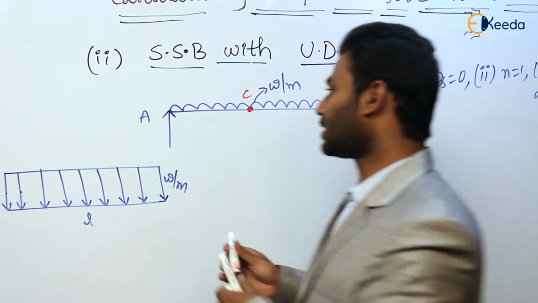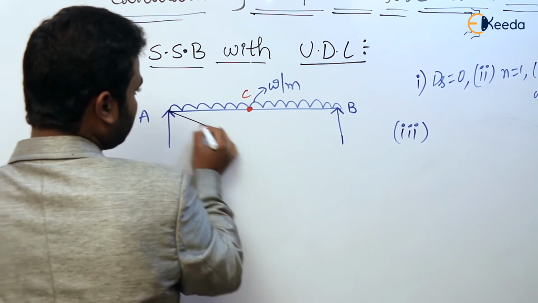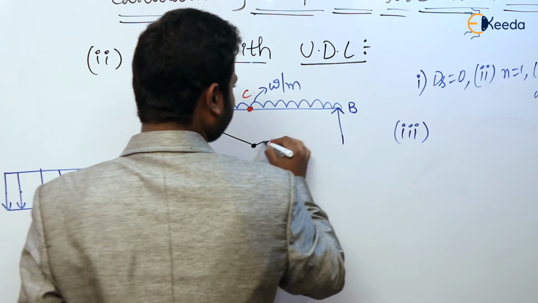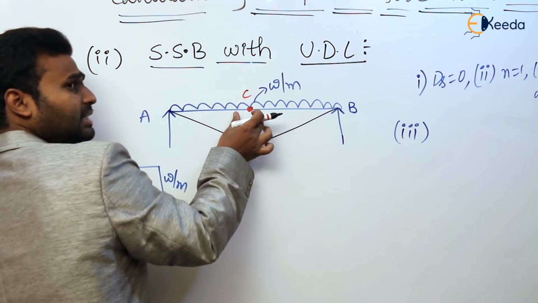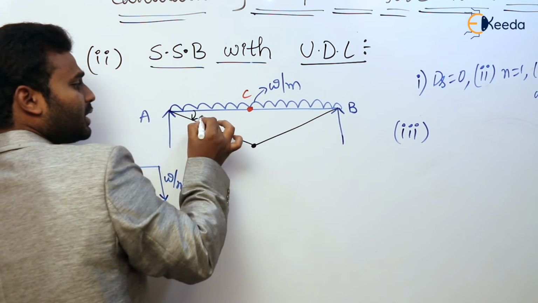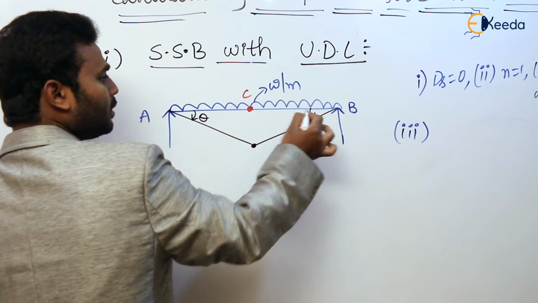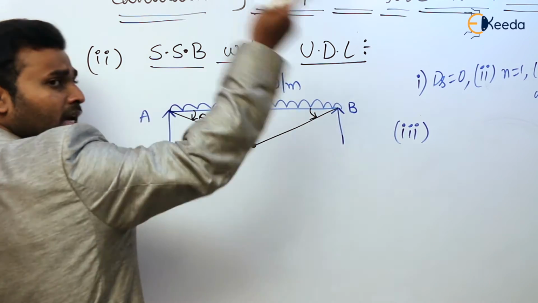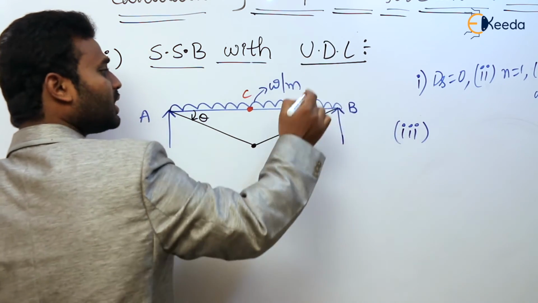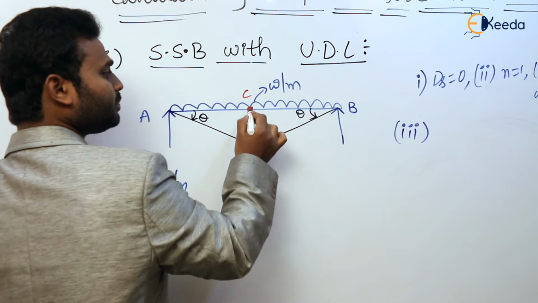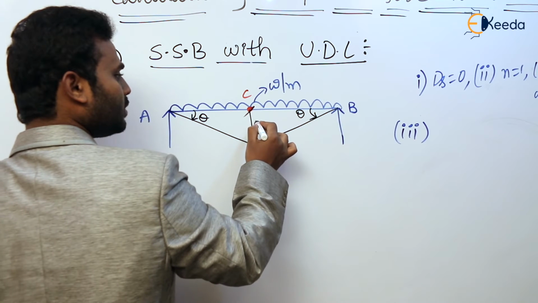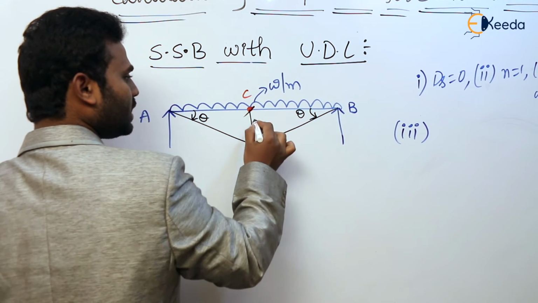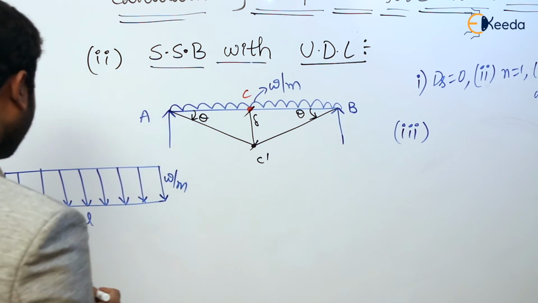If you see the deflected shape of the mechanism, this is how the mechanism looks. And the plastic hinge is forming exactly at the center. From the symmetry we can take here theta and here also theta. So AC segment is rotating clockwise and CB segment is rotating anti-clockwise. Both are same. And here we are going to get the maximum deflection CC dash, which is delta. Agree or not?